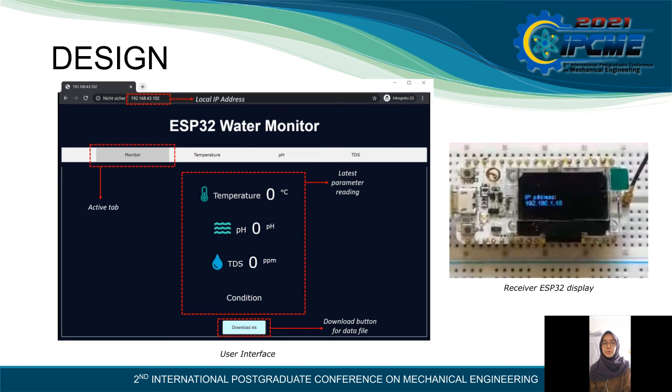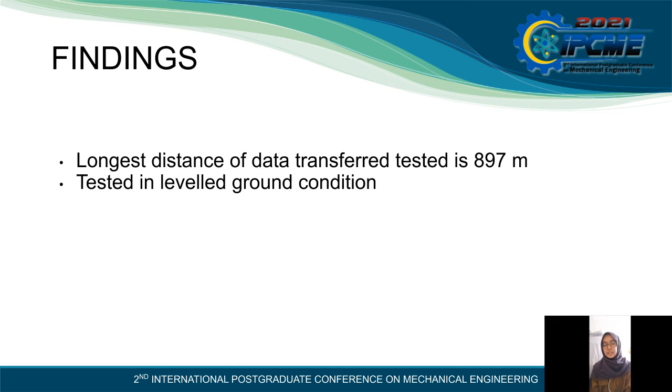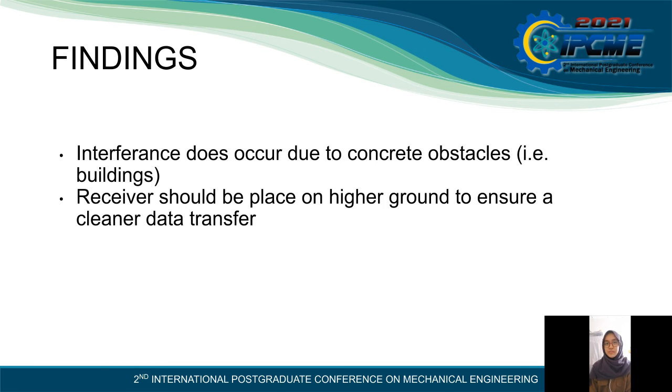So with this system we have tested. The longest data transmission that we achieved was 897 meters. This system was tested on level ground. What we discovered is that interference does occur when there is a concrete obstacle in between the receiver and the sender. Concrete obstacles mentioned here include brick walls and buildings. The solution for this problem was to place the microcontrollers on higher ground to reduce obstacles.